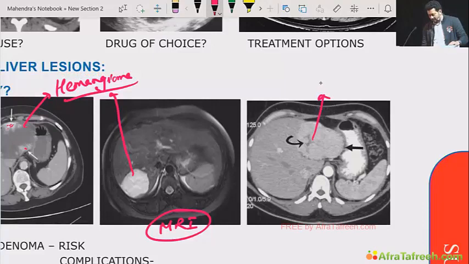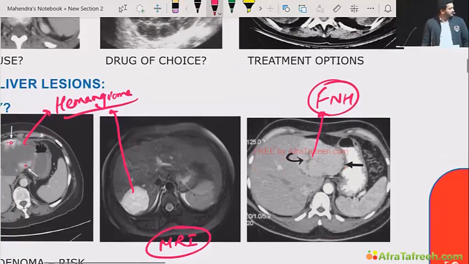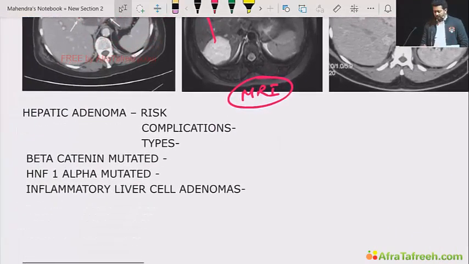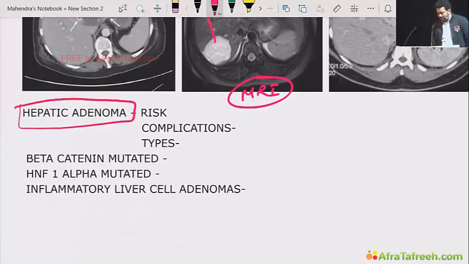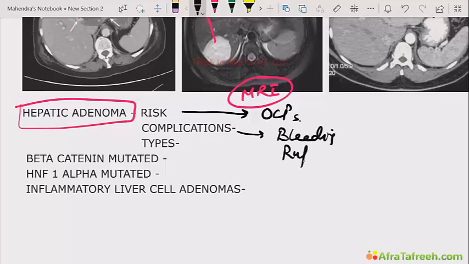And another important image of a benign disease where you will see a central scar. What is the diagnosis? FNH, focal nodular hyperplasia. So you will see a central scar in FNH. Okay, there is no special feature as such for the adenoma. So about the adenoma, what is the most important risk factor? You'll get this in the exam. OCPs. What complications can occur? Maximum risk of bleeding, maximum risk of rupture, and also there is risk of malignancy. It can turn into a hepatocellular carcinoma. The hemangiomas and FNH, they generally don't turn into a cancer, but this can turn into a cancer.